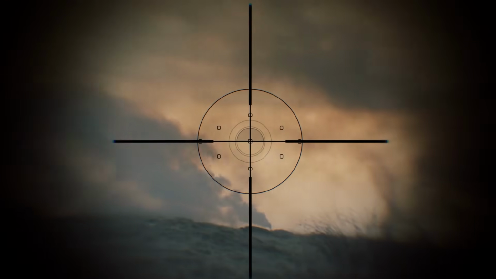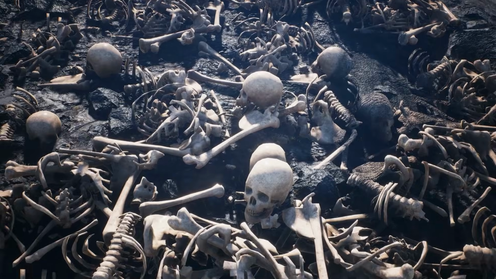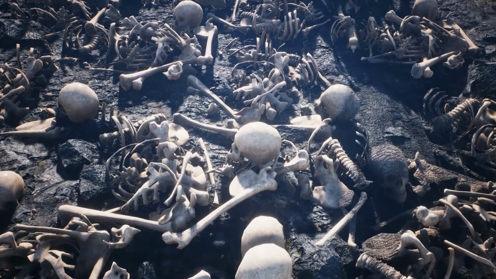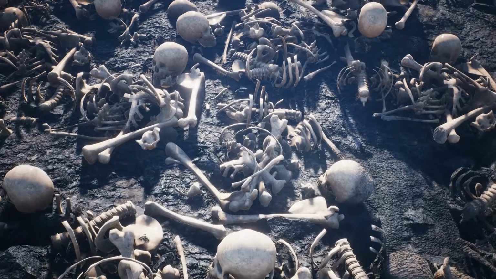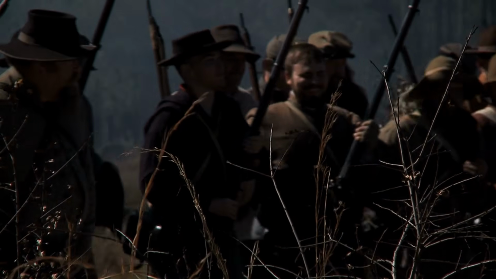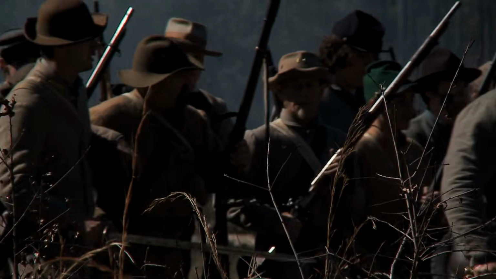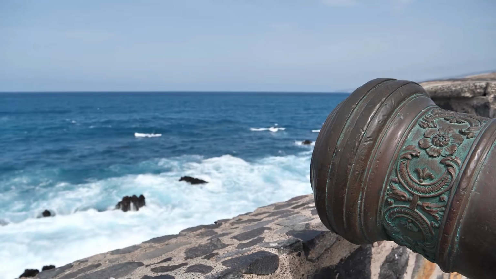The Battle of Antietam, fought on September 17, 1862, near the town of Sharpsburg, Maryland, stands as one of the most pivotal and bloodiest clashes of the American Civil War. Also known as the Battle of Sharpsburg, it marked a crucial turning point in the conflict, with far-reaching consequences for both the Union and the Confederacy.